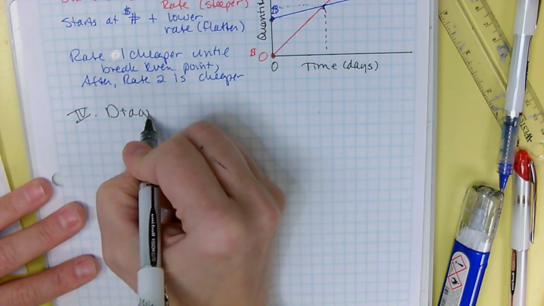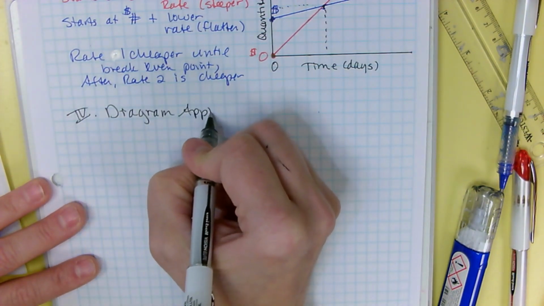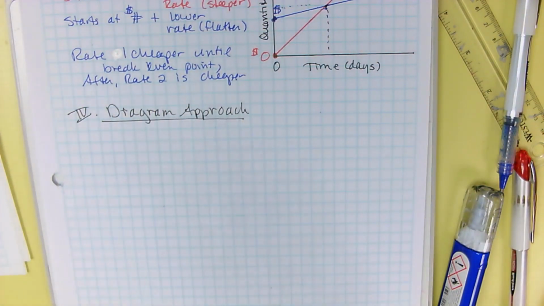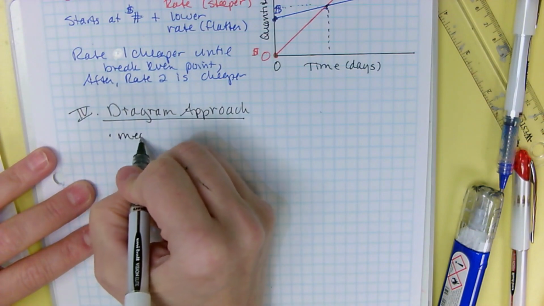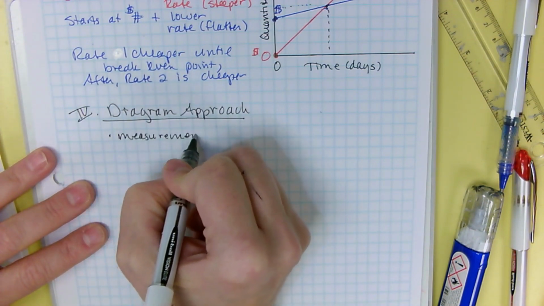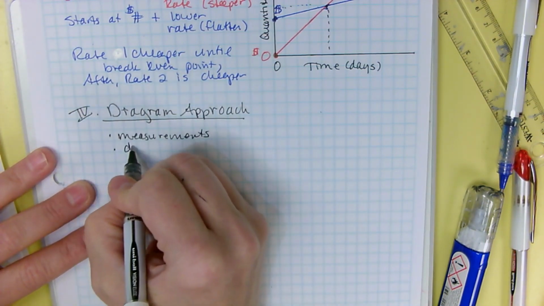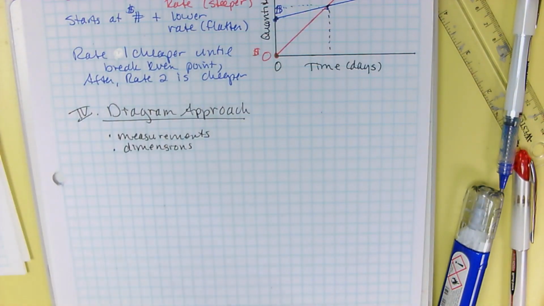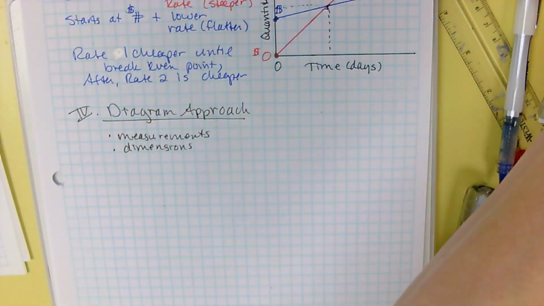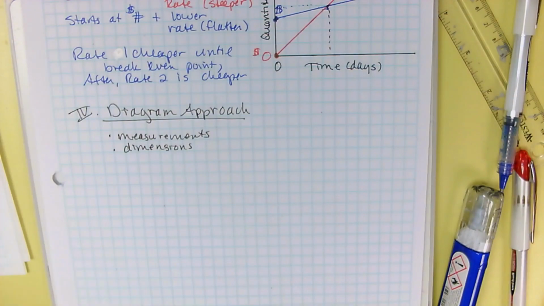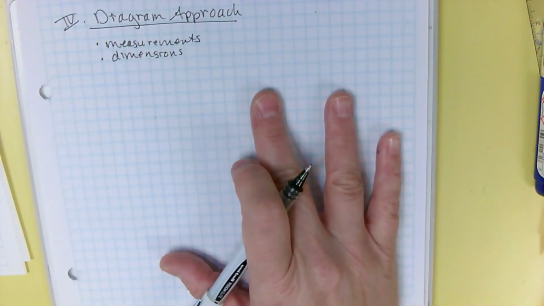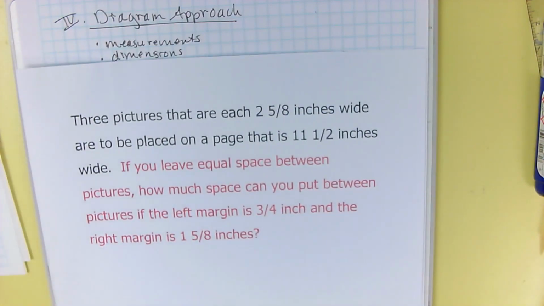This is a diagram approach. Some questions you really just need to make a good diagram. And these are questions that involve measurements, or if they're giving you dimensions of something like width and length, the width of a picture frame, or of a concrete walkway, just whatever they're giving you is obviously the dimensions of something. So here's an example of this kind of question.